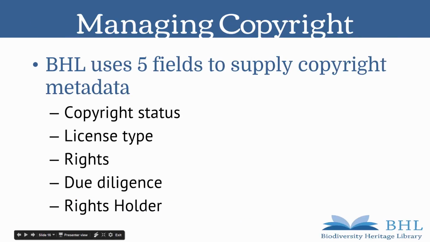BHL uses 5 fields to document copyright metadata. Copyright metadata must be assigned for each book or volume. In other words, copyright metadata is item-level metadata. BHL copyright metadata fields are copyright status, license type, due diligence, rights, and rights holder. BHL recommends standard copyright metadata values depending on the copyright status of the item being digitized. If your institution has already established standards for copyright metadata, then you may use your institution's standard in lieu of the BHL standard. Contact Bianca to map your values.